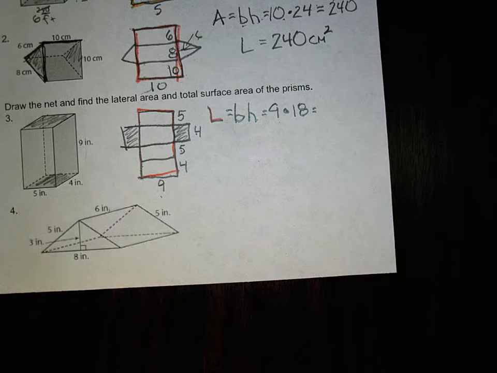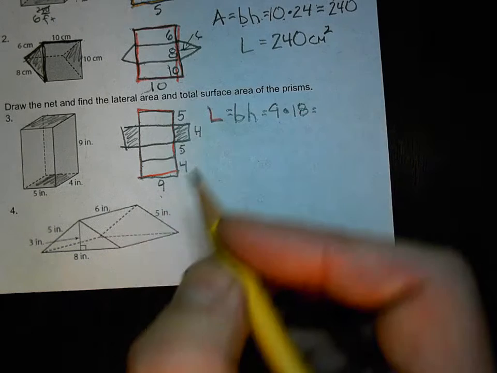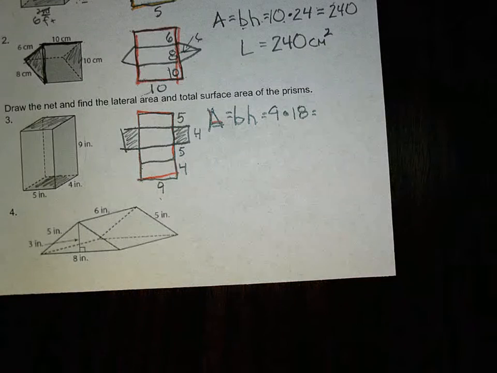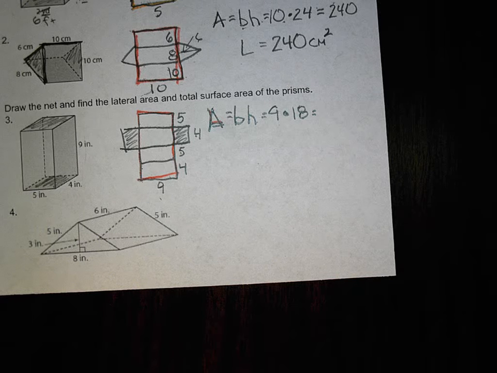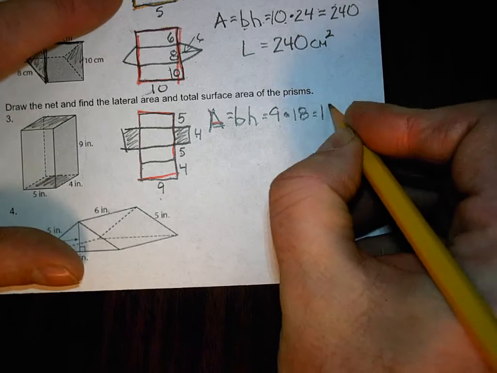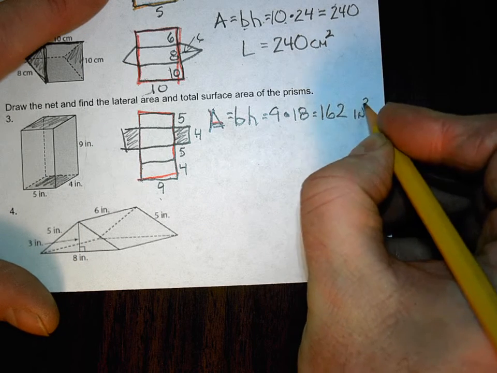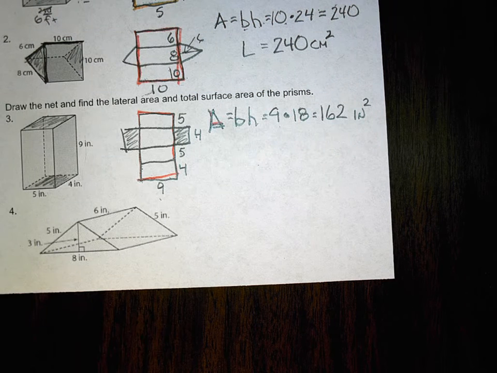Wait, I thought it was A. Why are you doing L? It's the same thing. Sorry, it just stands for lateral area. 9 times 18 is 162. So those of you who blurted it already rudely, 162 inches squared.